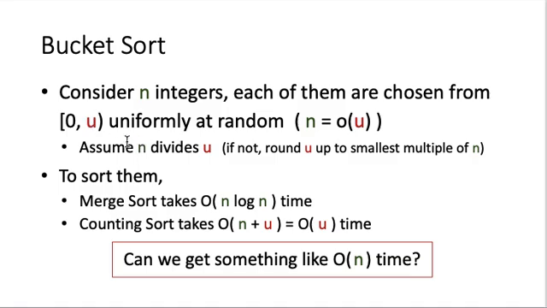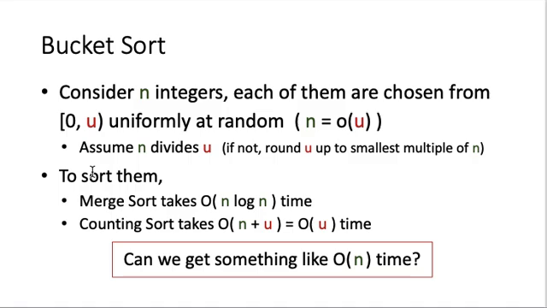And then further, this is actually an extra assumption that I add, but it won't make a lot of difference in the analysis. So here we will further assume that n can divide u properly. If not, we will just make u a little bit larger. So we will round u up to the smallest multiple of n.